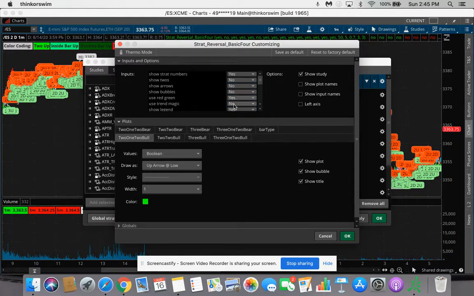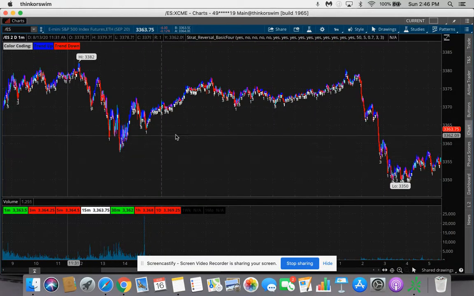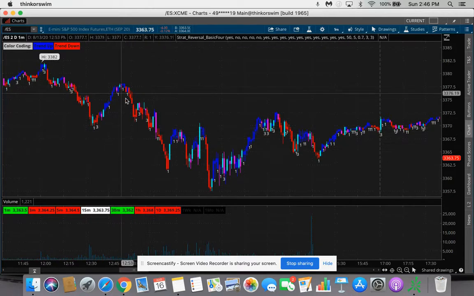Use red, green, or use Trend Magic. I'll show you what Trend Magic looks like. I'm not really using it anymore. I was at the beginning, but it really has nothing to do with the strat. It's cool for looking at trends. So it's just a trend following system that paints candles. Blue or red. Blue for uptrend, red for downtrend.